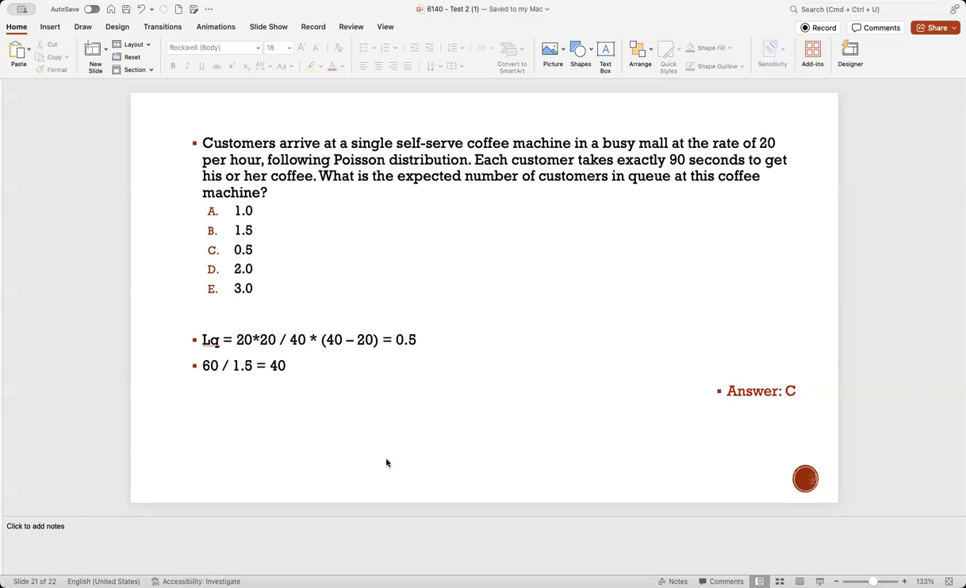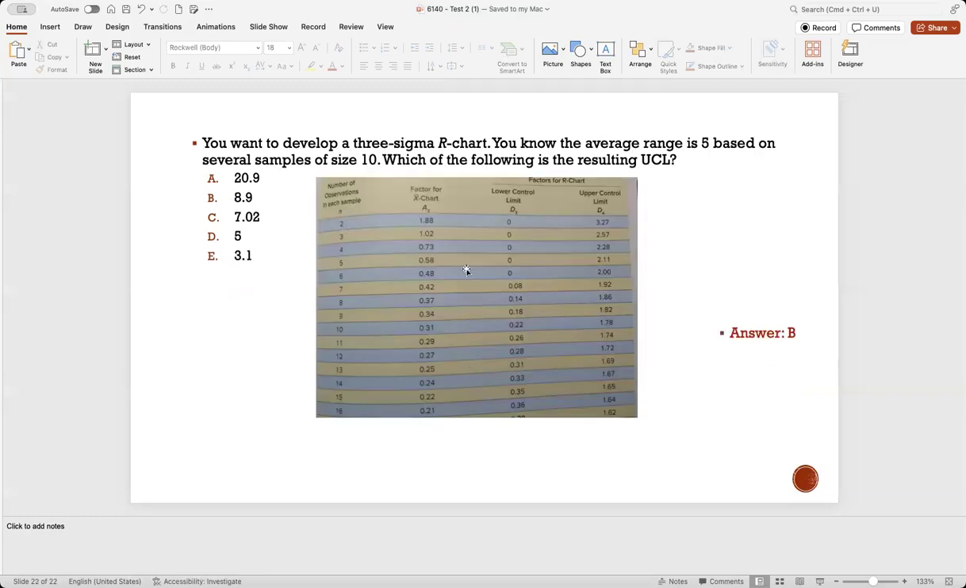Now this is an example of a calculation for chapter 13. This one asks you to find the upper limit of the R chart. For your homework, you need to do another kind of calculation, because I gave you a random data set and you need to find the average R, then find the upper or lower limits for R. But right now, I just gave you all the numbers you may need directly. The average range is 5, and the sample size is 10.